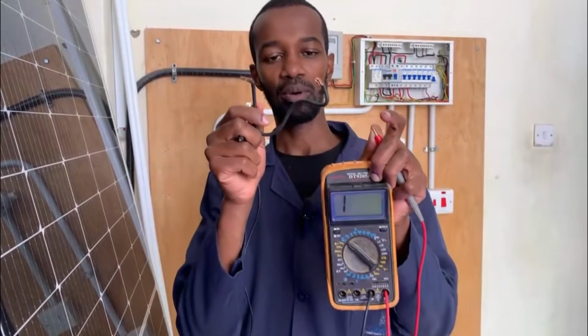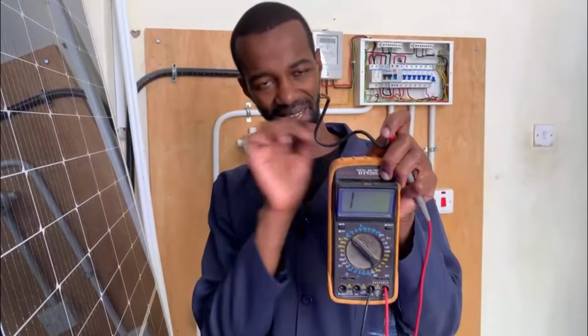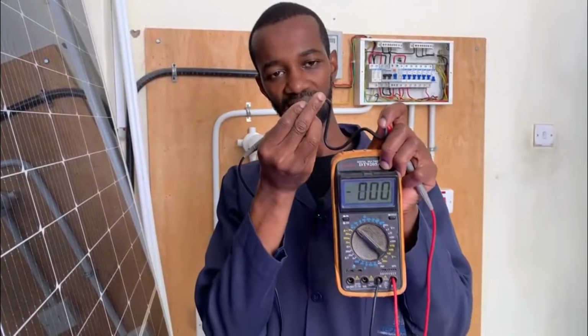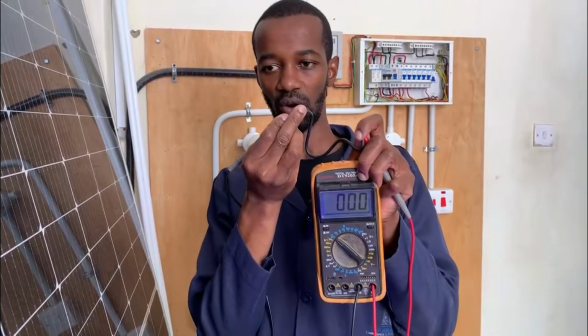So this is a cable. We want to test for continuity. Is it broken? Can it allow the flow of electricity, or the flow of current?